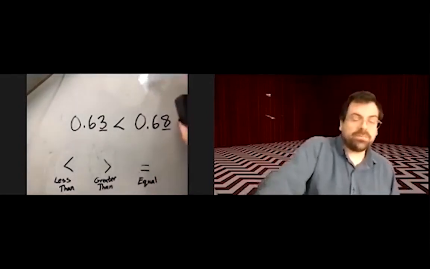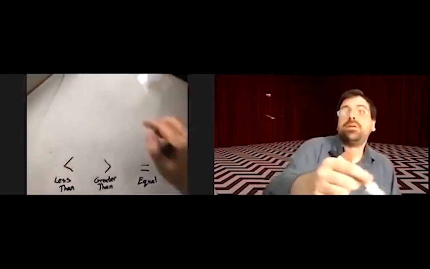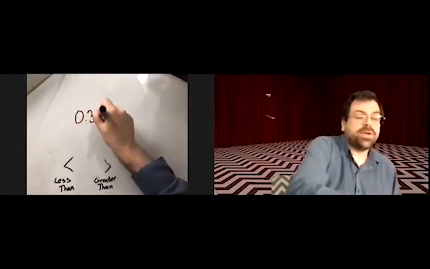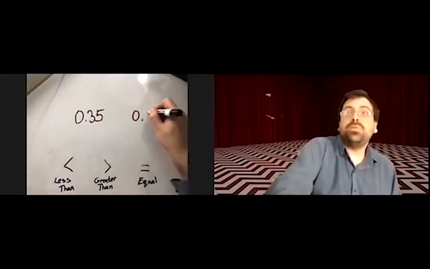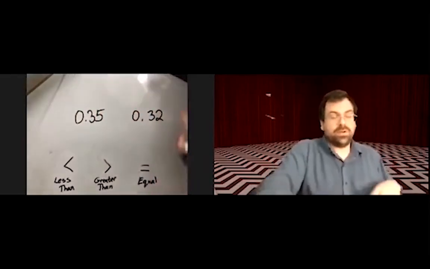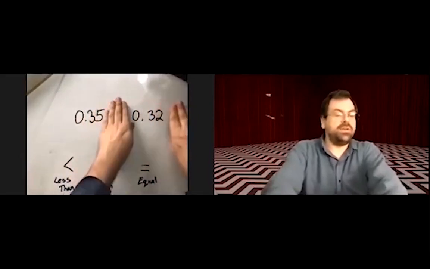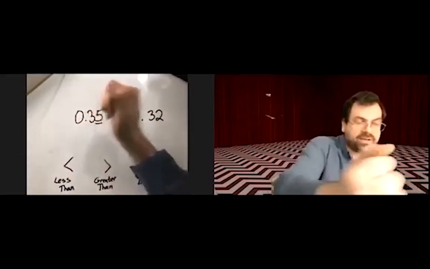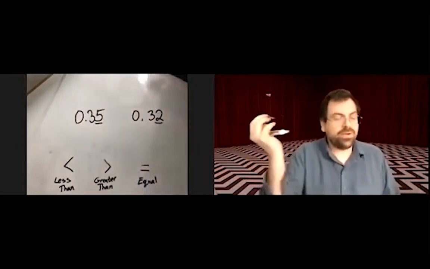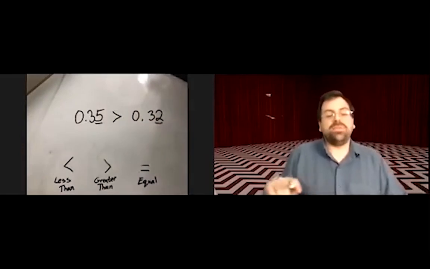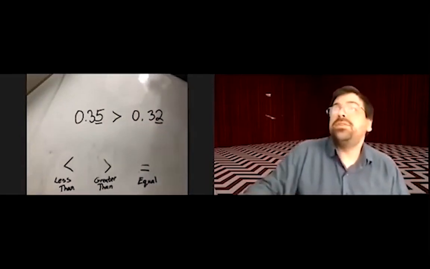Let's compare more numbers. 0.35 and 0.32. Zeros are the same. Threes are the same. 5 and 2 are different. Compare the 5 and the 2. 5 is greater than 2. So 0.35 is greater than 0.32.